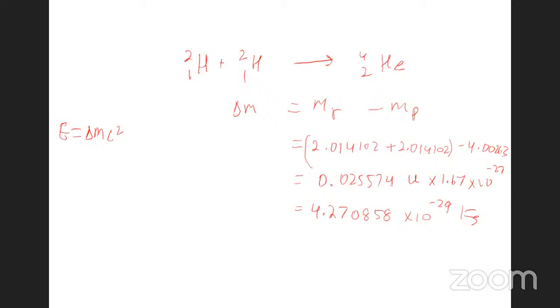All right, let's use that. So E is equal to delta M C squared. So that's 4.270858 by 10 to the minus 29. You're multiplying that by the speed of light squared. So that's 3 by 10 to the 8 squared. Work it out for me.